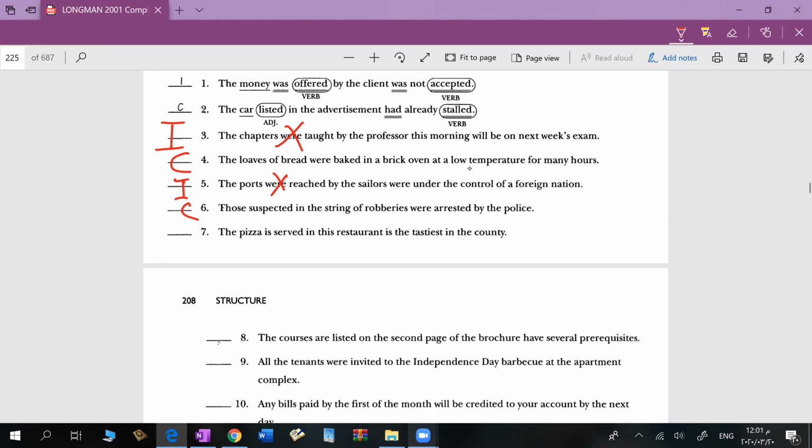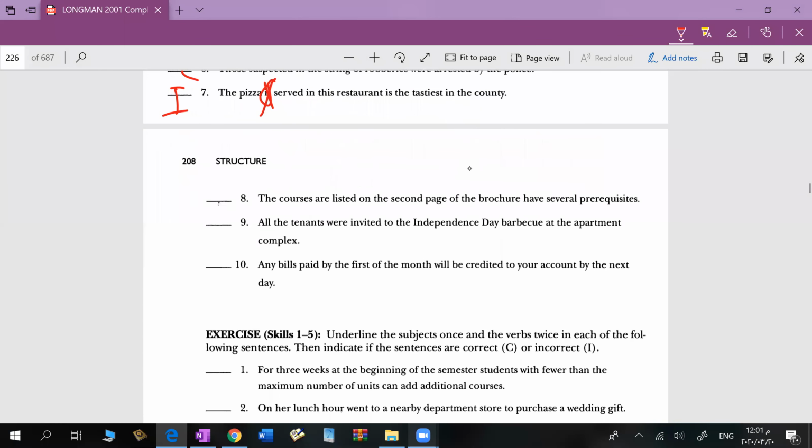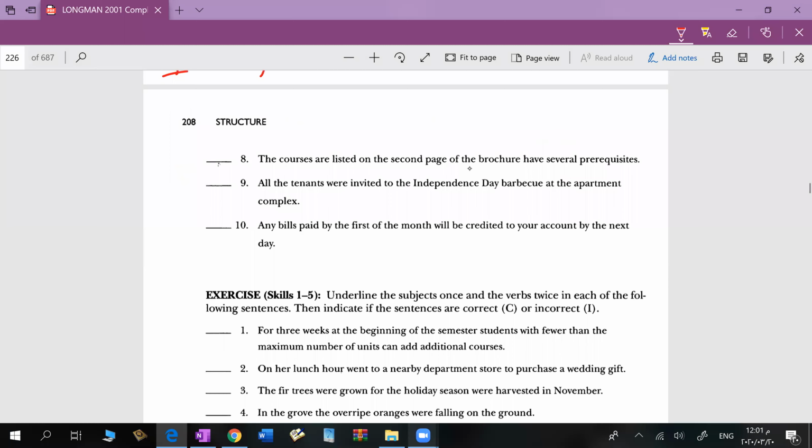Excellent. "The pizza is served in the restaurant is the tastiest." Incorrect. How can I make it correct? Remove is. Amazing. "The courses are listed on the second page of the brochure have several prerequisites." Incorrect. How can I make it correct? Remove are. Excellent.